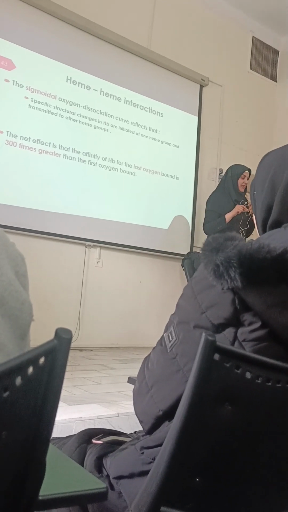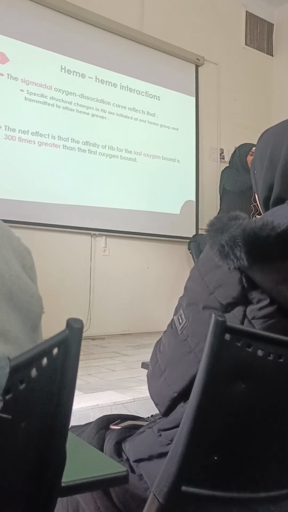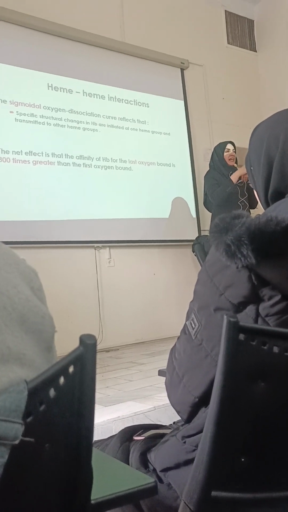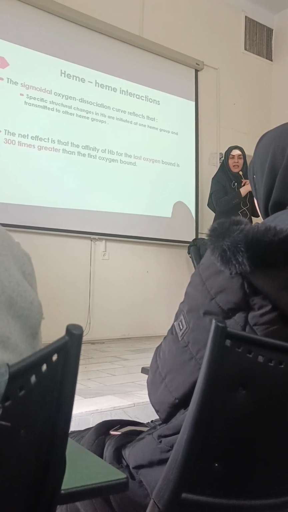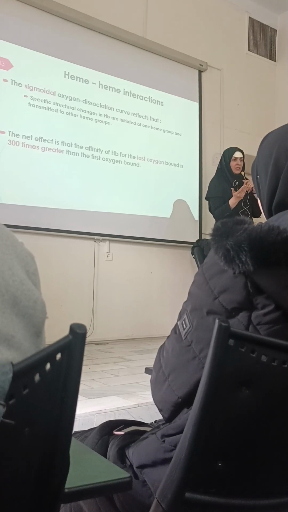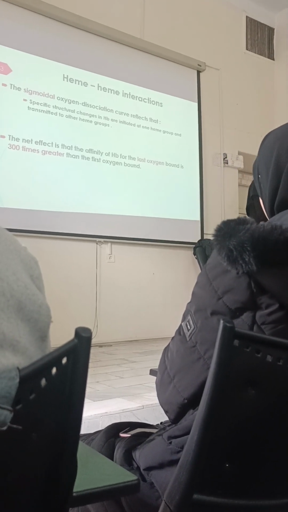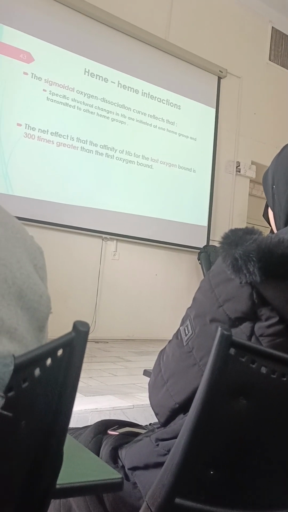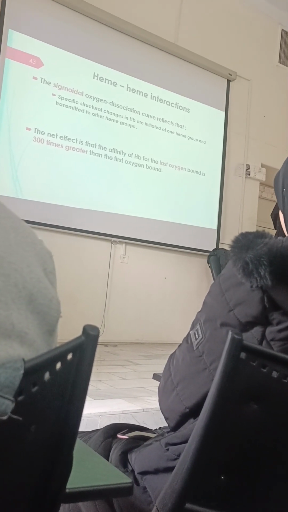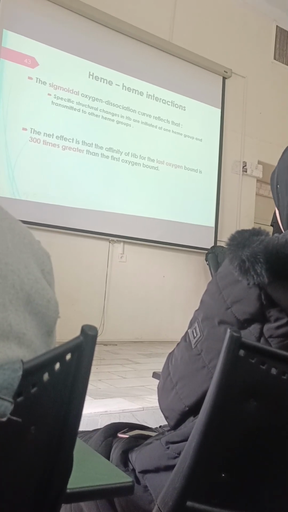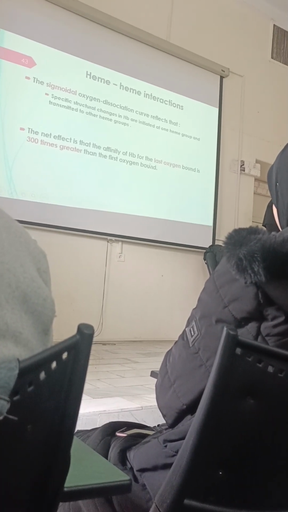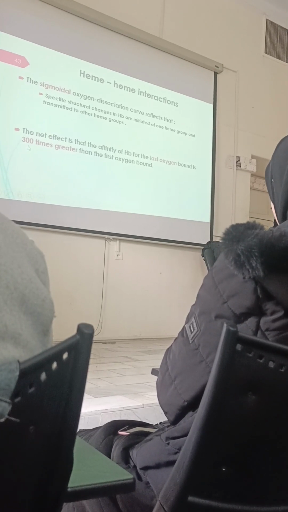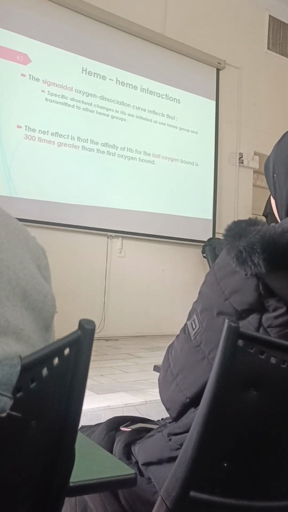Please pay attention, whenever you have a sigmoidal curve, you have this allosteric effect. I mean that in a sigmoidal curve of hemoglobin, you have a heme-to-heme interaction. But in myoglobin, because only one polypeptide chain is present, we don't have any cooperative effect. And I mentioned the net effect on affinity: the last oxygen can bind 300 times easier than the first one.